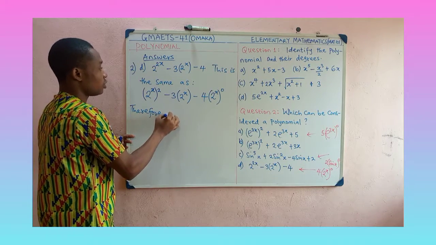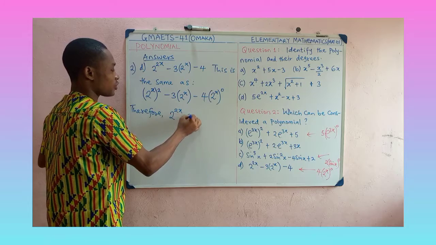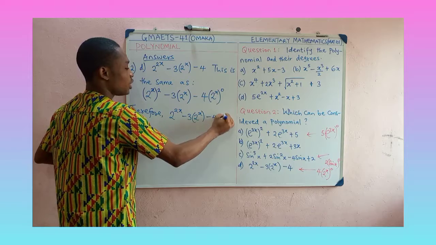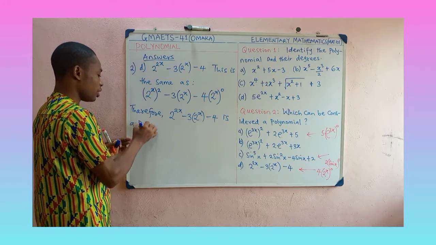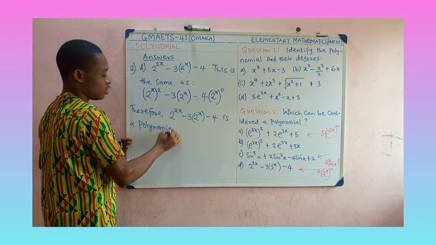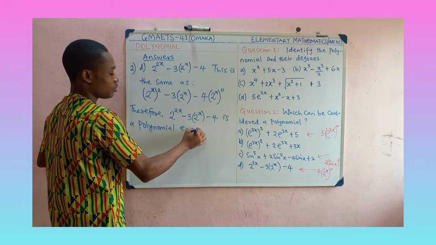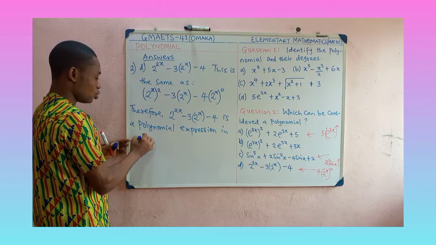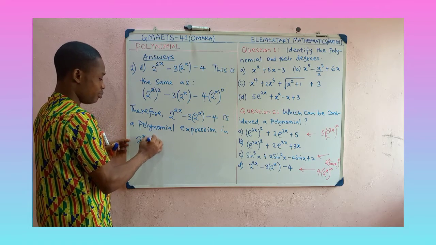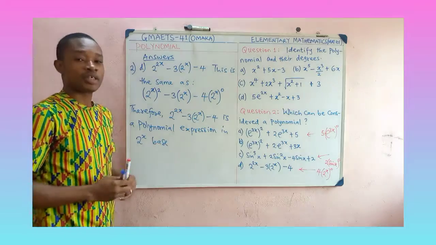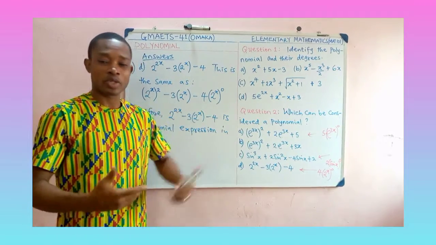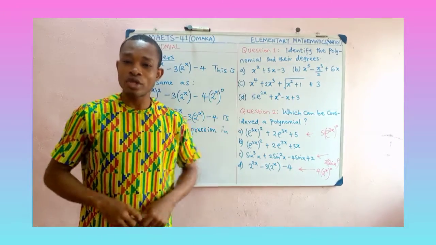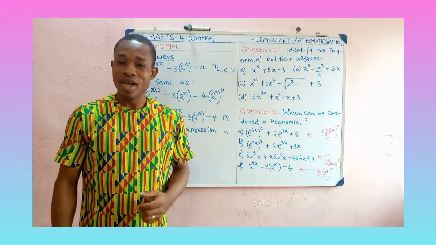Therefore, 2 raised to the power 2x minus 3 times 2 raised to the power x minus 4 is a polynomial expression in 2 raised to the power x base. Is that okay? In fact, you will encounter things like this under exponential equations in indices, as we will treat in this course.